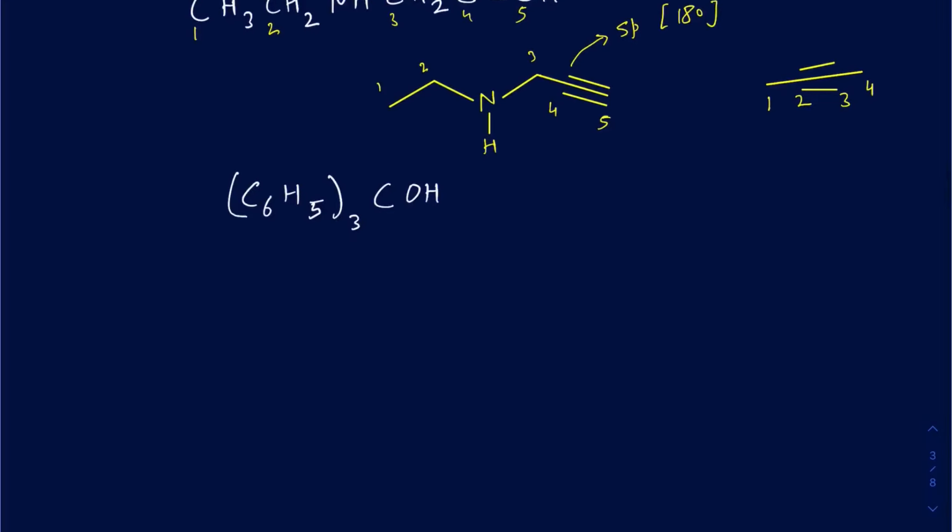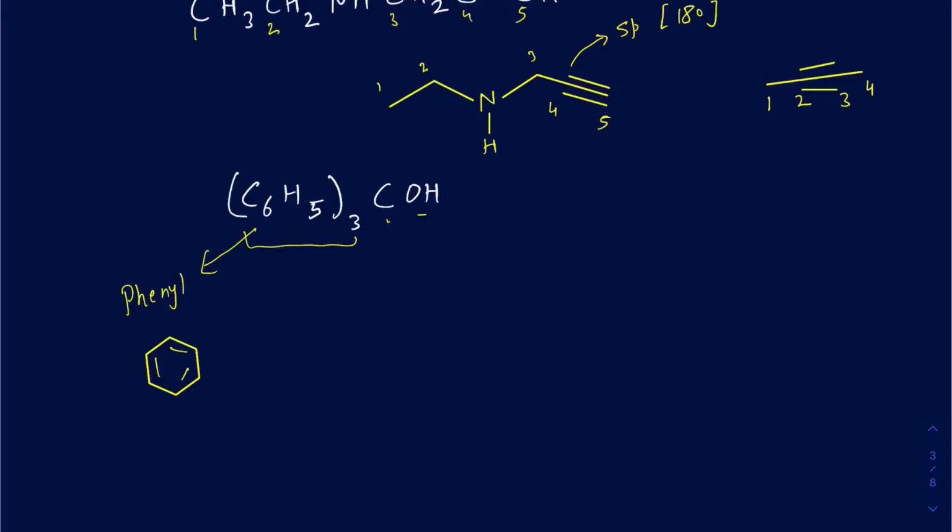I got this C6H5, and I have 3 of those, and then I got a carbon and an OH group. So this particular one, C6H5, comes from benzene, also called the phenyl group, and phenyl groups are going to actually look like this. They're going to be like a cyclohexane, but then they're going to have double bonds in alternate positions. So that's how they're going to look.